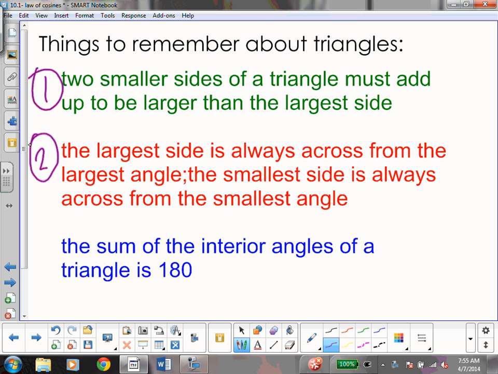Second, the largest side of the triangle is always opposite the largest angle of the triangle. And the same is true with the smallest. The smallest side has to be opposite of the smallest angle. And the third, which we have already used a fair amount, is that the sum of the interior angles of a triangle has to be 180 degrees.